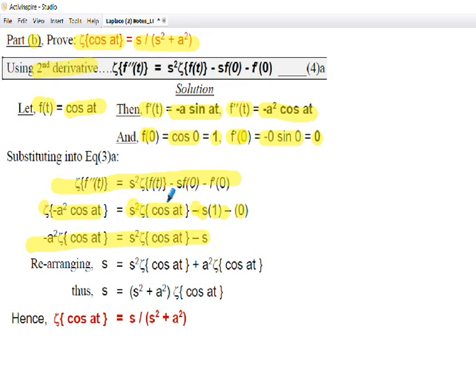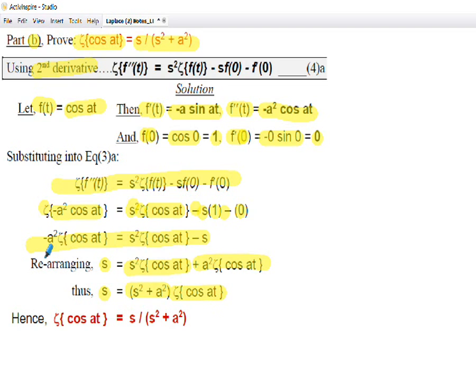Rearranging here, what I've done is added s to both sides of the equation, and I've added the a squared Laplace transform of cos at to both sides of the equation to get it over on the right hand side. The s squared Laplace transform of cos at remains. Okay, what I've done next is factorise the right hand side, so s equals, on the right hand side, I've taken the common factor of the Laplace transform of cos at outside of a bracket, and inside I've put the terms s squared plus a squared.